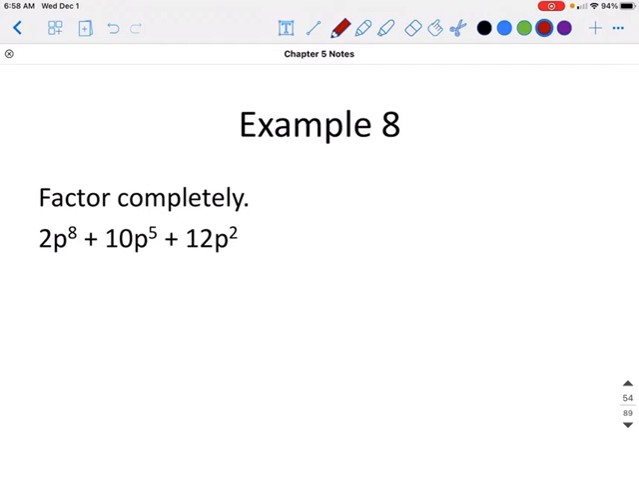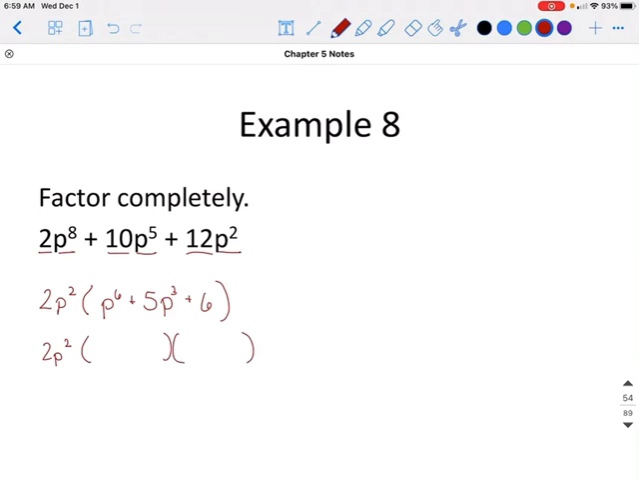On this one, we're going to see, is there anything that they have in common first before we try to start to factor? So all of them do have p's, so we can factor out a p squared. And all of them are divisible by 2, so we can factor out a 2 before we start. So 2p to the 8th, if we factor out a 2p squared, will just leave us with p to the 6th, plus 10 divided by 2 is 5, p to the 5th, and p to the 2nd, we factor out the 2nd. Remember, we're going to subtract the exponents, gives me p to the 3rd. And 12p divided by 2 gives me 6, but we already factored out the p squared, so we are done there.